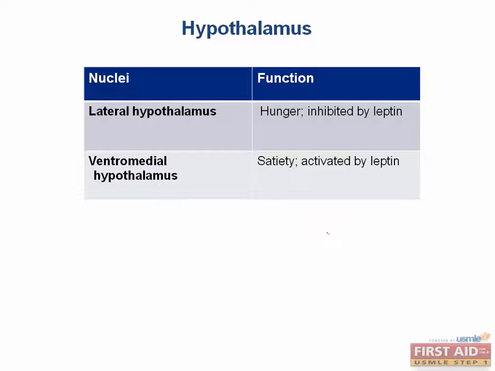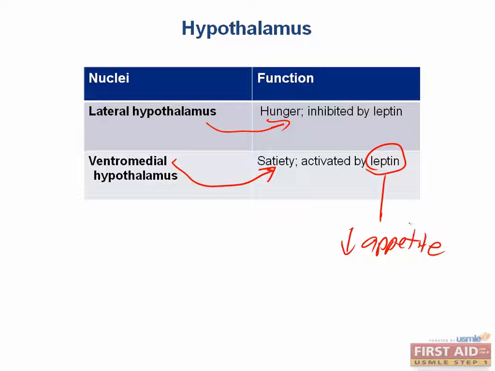Now, the lateral and the ventromedial areas of the hypothalamus are involved in controlling appetite. The lateral area causes feelings of hunger, while the ventromedial does the opposite. It controls feelings of satiety. Leptin is a hormone that is secreted by adipose cells, which inhibits the lateral area and activates the ventromedial area. So what would be the effect of leptin release? Well, let's think about it. If leptin inhibits the area that causes feelings of hunger and activates the area that causes feelings of satiety, then it will cause a lack of appetite.